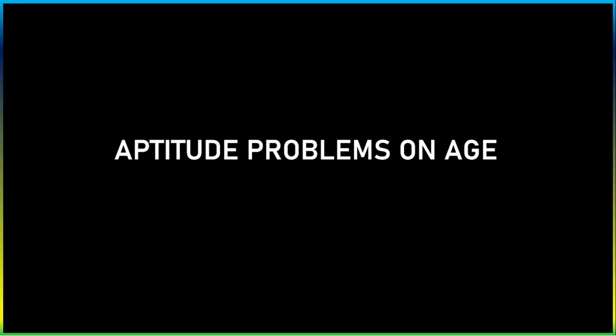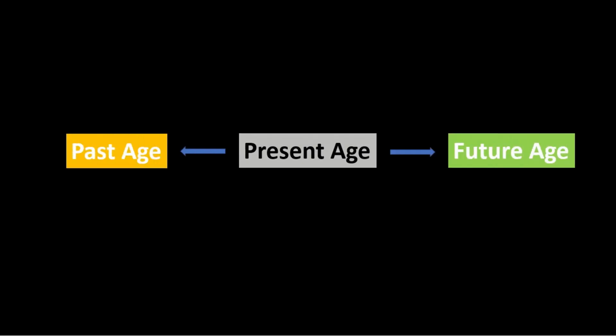Before we start looking at problems, let's understand basic concepts of age related questions. Always these questions will be focusing on present age, past age and future age. So we should keep in mind that we should always take the present age as x. So when they ask us to calculate the past age or future age, we can keep x as the present age.